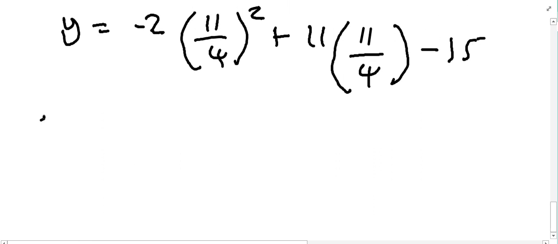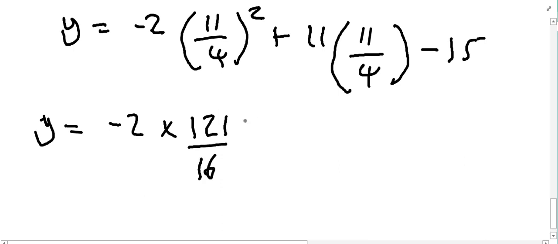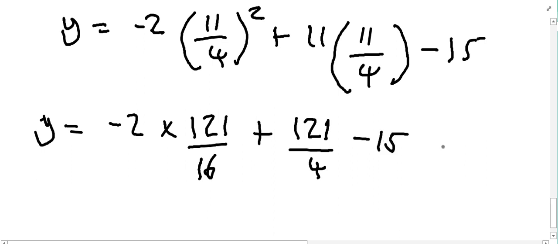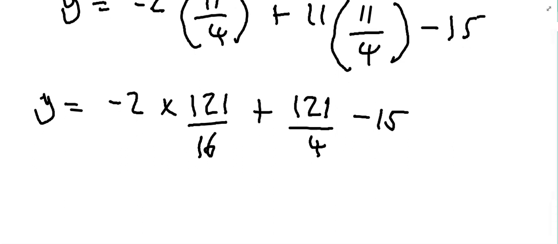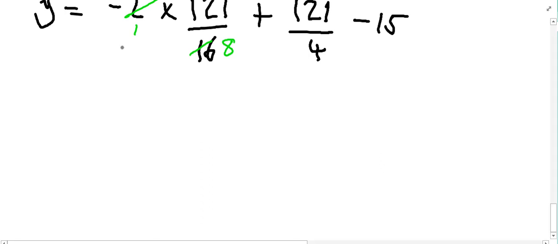So y is equal to negative 2 times 121 over 16, and then plus 11 times 11, which is 121, so we are going to have 121 over 4 minus 15. The 15 is just alone, it's not being affected. From this point, we can easily see that 2 into 2 is 1, and 2 into 16 is simply 8.